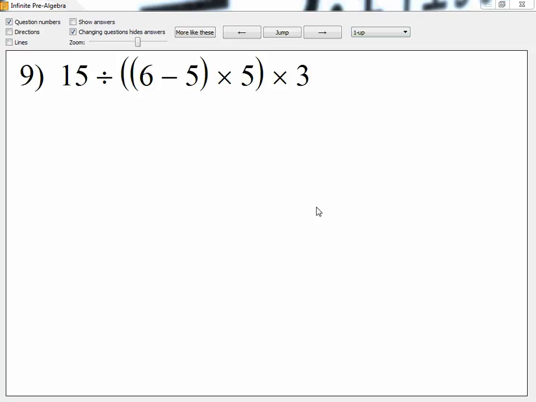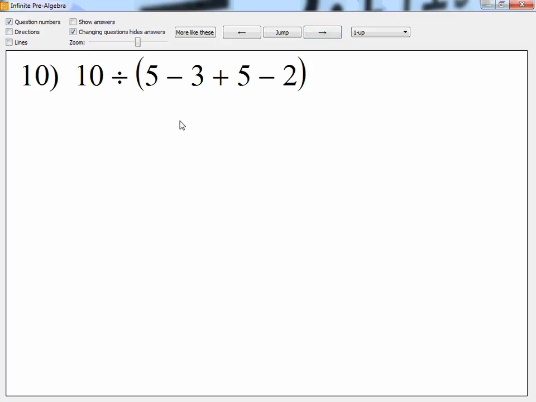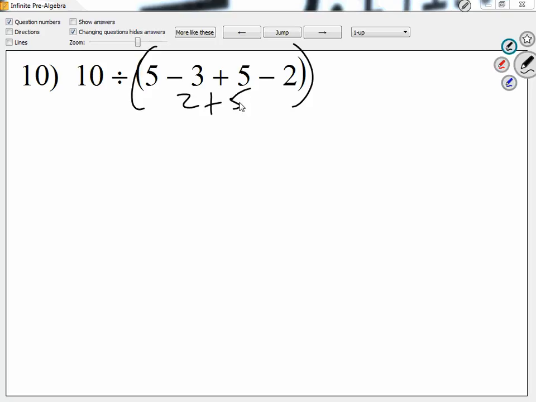Right, any other questions from the front? Yes. Number 10. All right, let's take a look at number 10. So let's work the group first. How much is 5 minus 3? 2. 2 plus 5? 7. 7 minus 2? 5. So the whole group is 5. So we have 10 divided by 5. How much is that? 2.